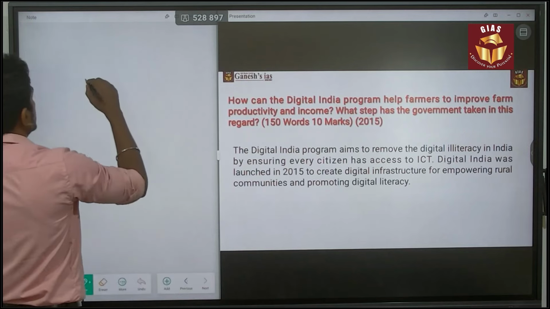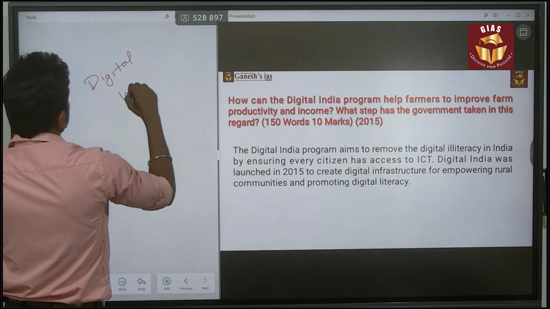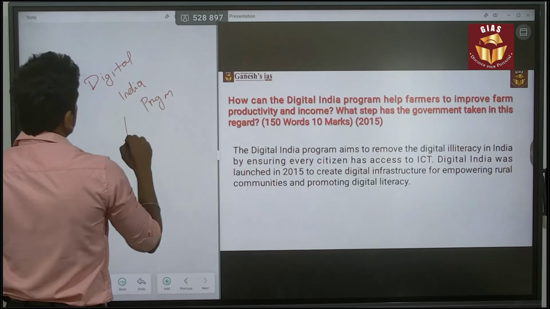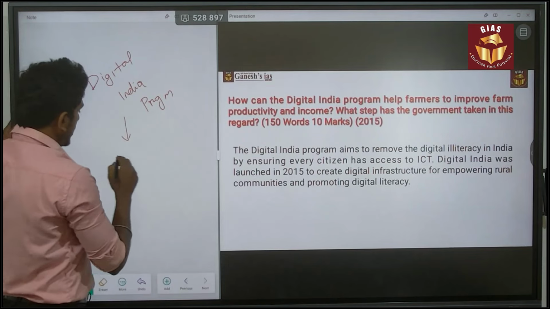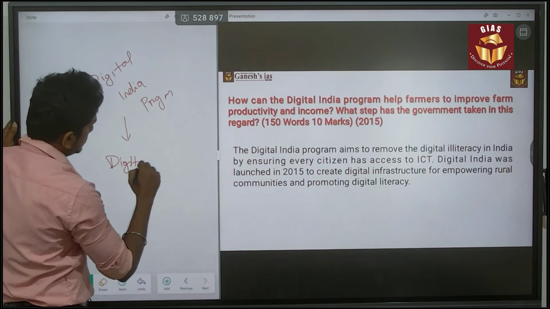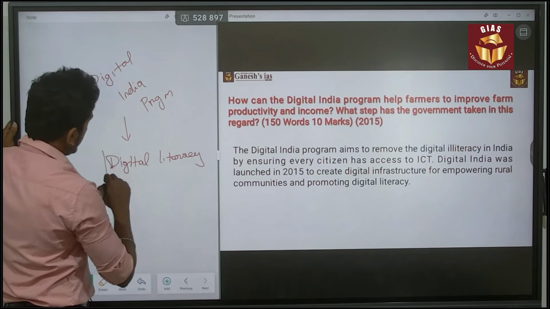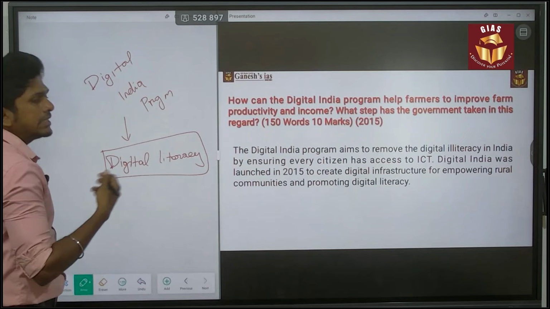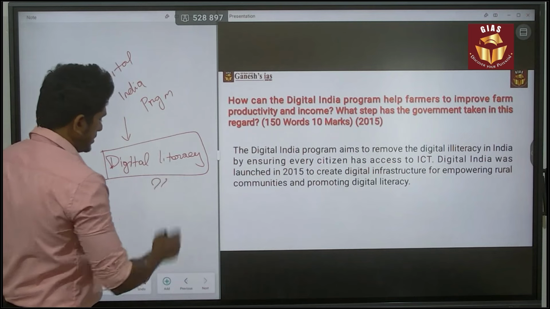This question is related to the Digital India program. Before getting into the question, you have to know what this Digital India program is. The ambition of this program is to increase digital literacy. That is the major motive behind introducing this scheme. First of all, what is digital literacy?